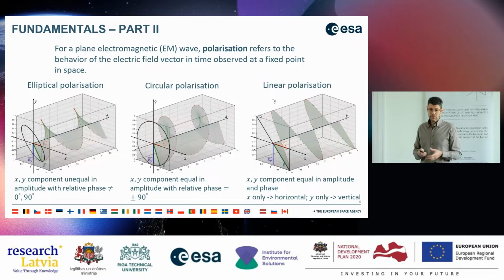So the most used in SAR is linear polarization, because it makes life easier for people building the sensor and also for managing the data. But there are currently SAR satellites that also use circular polarizations. So today we focus mostly on using linear polarizations.